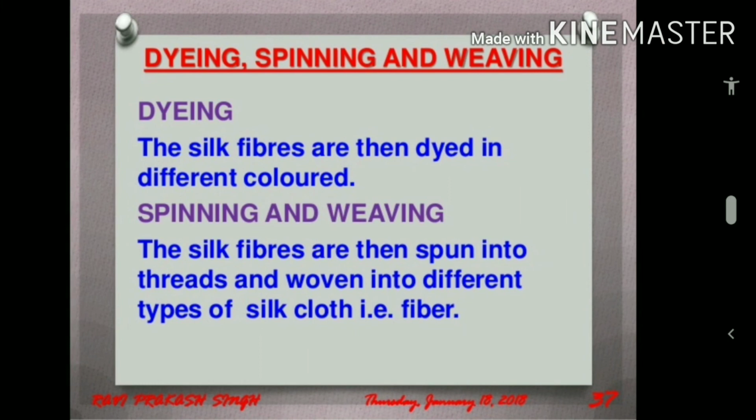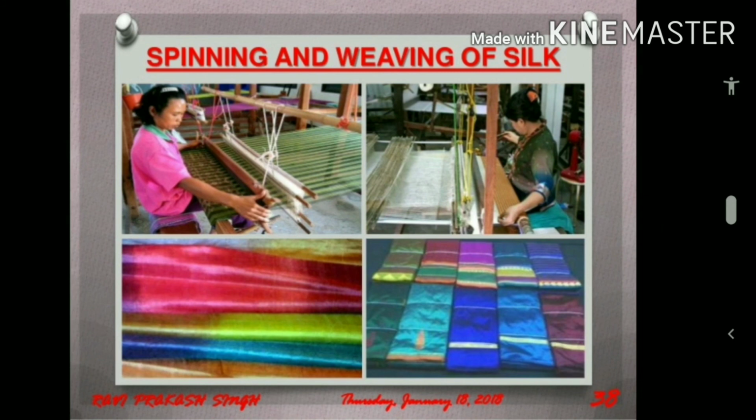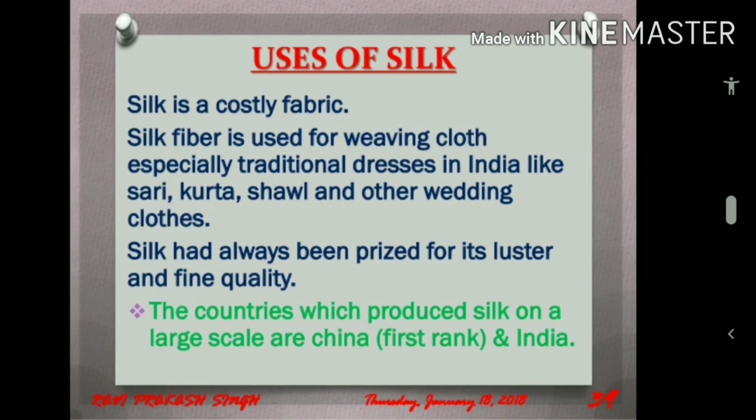Next are dyeing, spinning and weaving. In dyeing, the silk fibers are dyed in different colors. In spinning, the silk fibers are spun into threads and woven into different types of silk clothes. This is the spinning process. By spinning and weaving we can make silk clothes, silk saris, silk gowns or silk shirts, anything we like. So silk is a costly fabric.